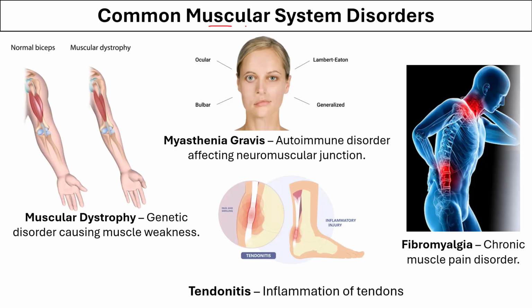Common disorders of your muscular system can be muscular dystrophy, which is a genetic disorder in which your muscles get weakened and you lose the structure and function of your muscles. Or myasthenia gravis, which is an autoimmune disorder in which your neuromuscular junction is affected and you're not properly able to coordinate the facial expressions, or it's kind of uncontrolled movement of your muscles. Fibromyalgia is the chronic pain of your muscles, and tendonitis is the inflammation of your tendons.